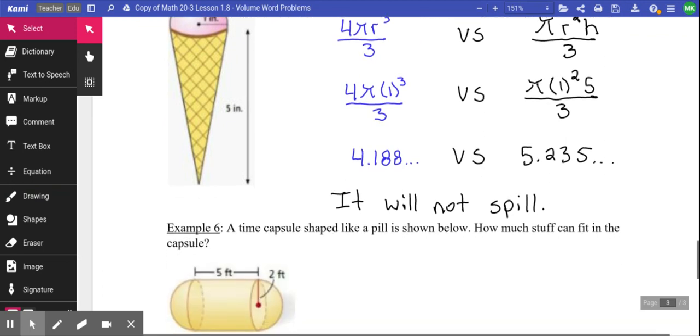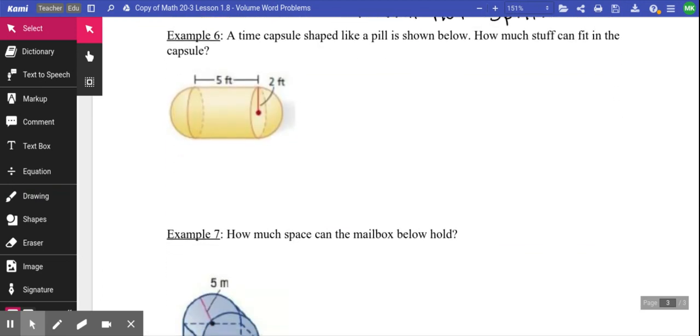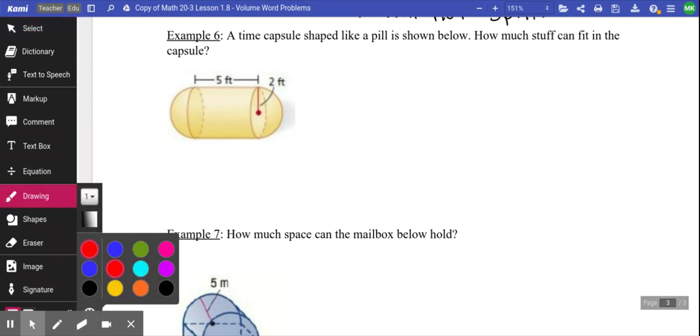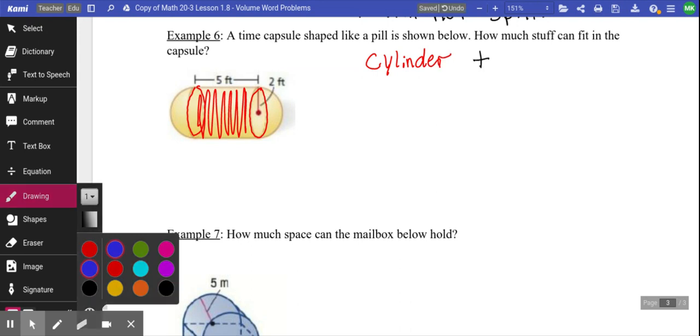Awesome. This one: a time capsule shaped like a pill is shown below. How much stuff can fit in the time capsule? When looking at that, you're trying to fill this thing up. You need to break it into its shapes. When I'm looking at it, I have a cylinder here. So this is my cylinder, plus I have those ends.